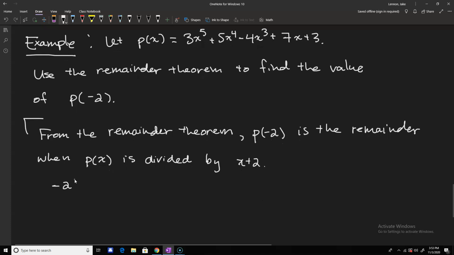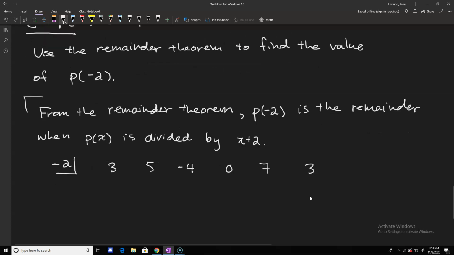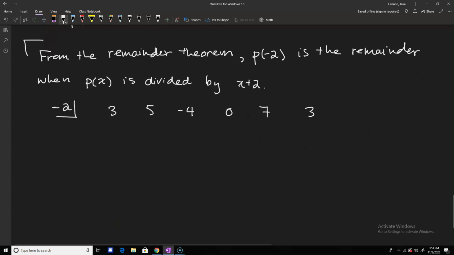So again, we would put minus 2 in the top left corner and then list our coefficients. 3, 5, negative 4. We don't have an x squared term here, so we need to put a 0 there. We have a 7 for the x and then a 3. So again, this is quite long in terms of synthetic division number of steps.